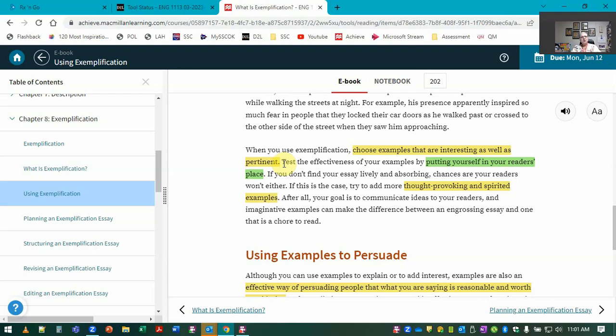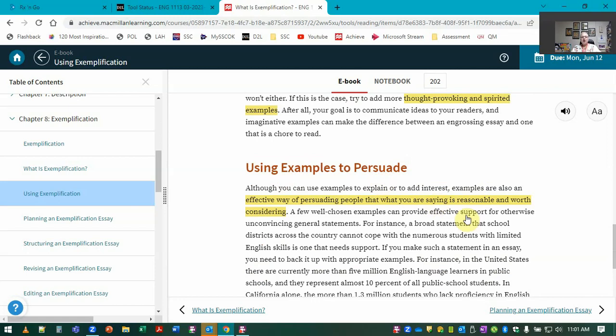We want our reader to go beyond our essay. We want our reader to take that essay with us and make them think, right? Or to inspire them, right? Spirited examples can inspire them to act or to change, right?